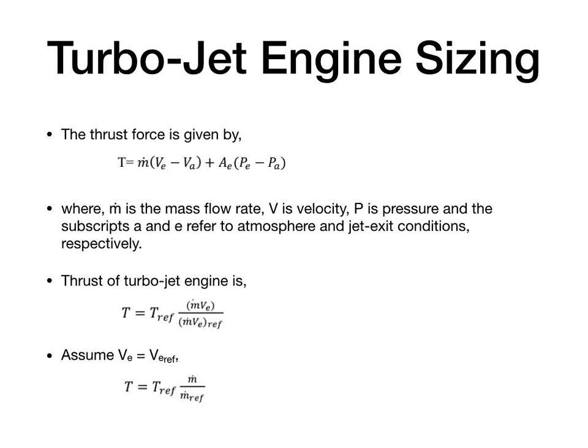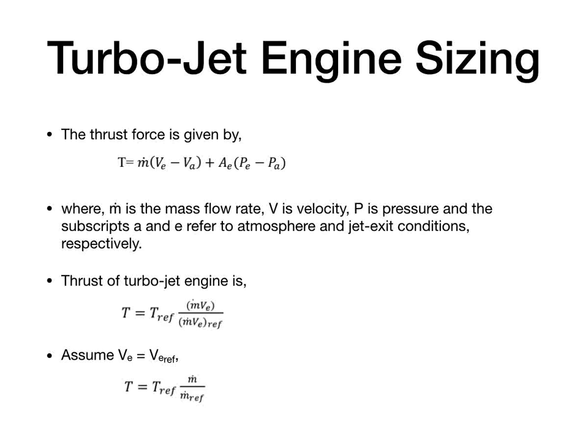It is possible to develop scaling laws based on conservation of mass and momentum for fluid flow. The thrust force T is given by m dot times (VE minus VA) plus AE times (PE minus PA), where m dot is the mass flow rate, V is the velocity, and P is pressure. The subscripts A and E refer to atmosphere and jet exit conditions respectively. Turbojet engines are designed to increase the momentum of the incoming air but not the exit pressure. So PE is almost equal to PA.